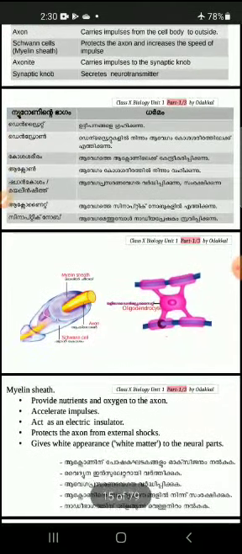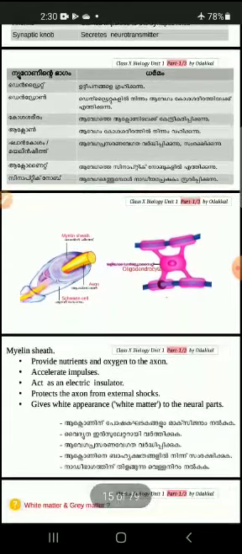Then the last topic that we discussed was Schwann cells and oligodendrocytes. How can you compare a Schwann cell and an oligodendrocyte? A Schwann cell is found in the myelin sheath that is present around the nerves, whereas an oligodendrocyte is present in the neurons of the brain and spinal cord.